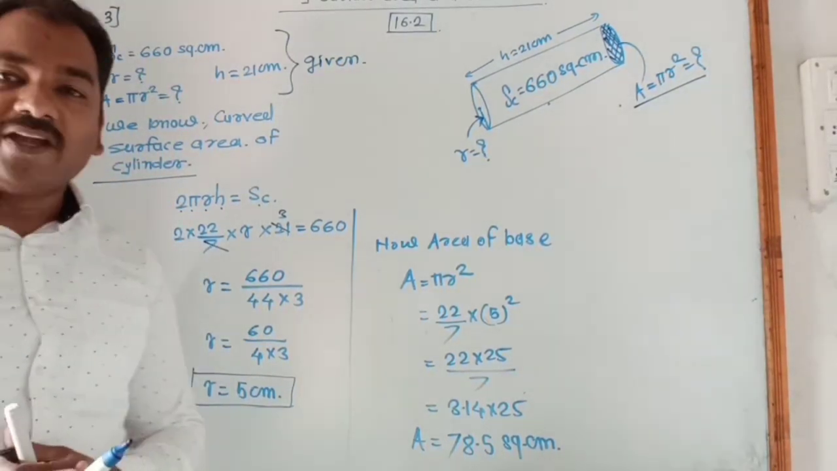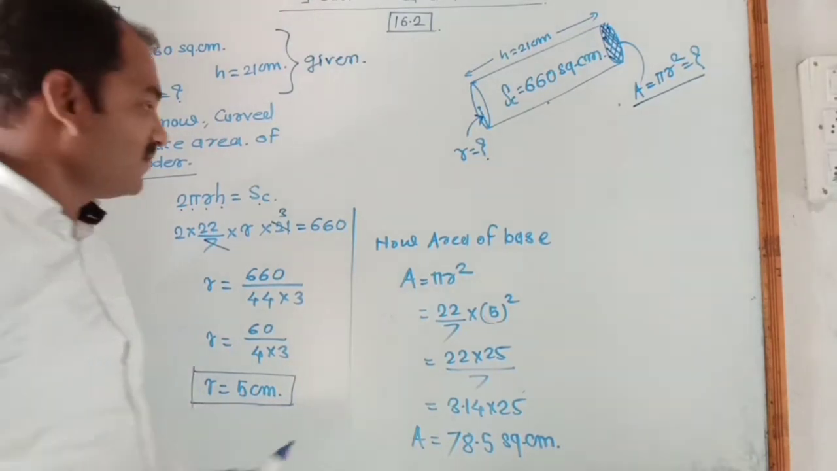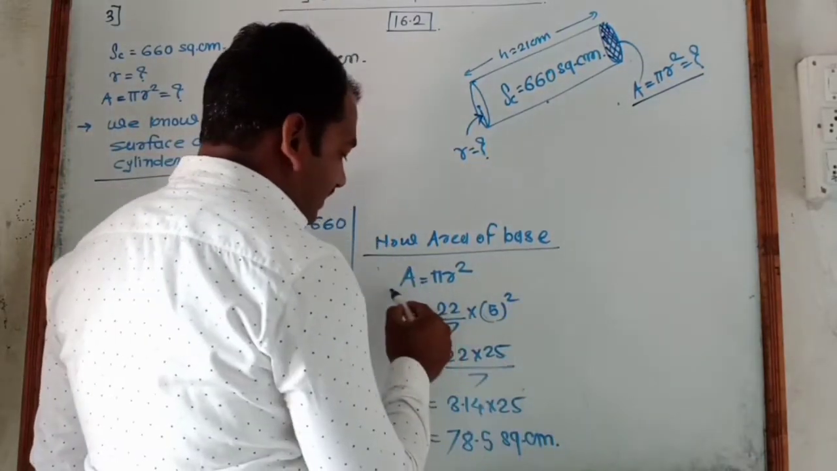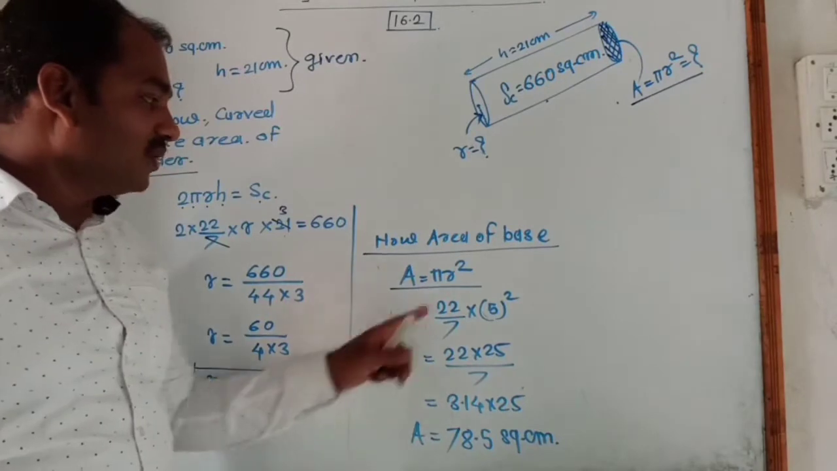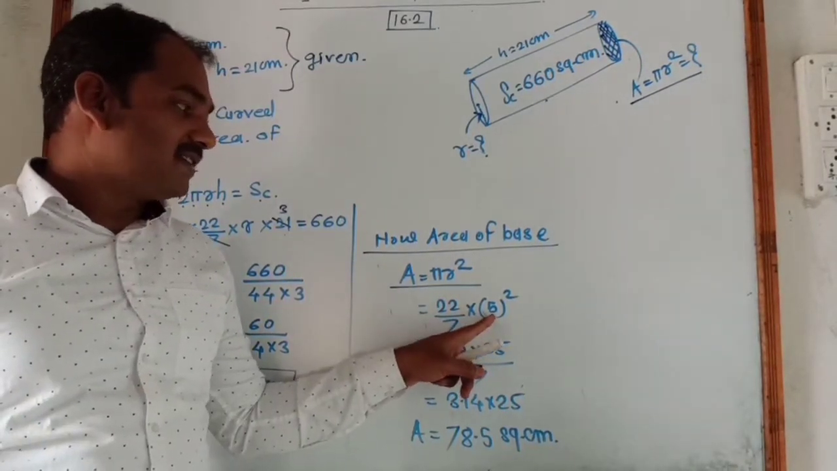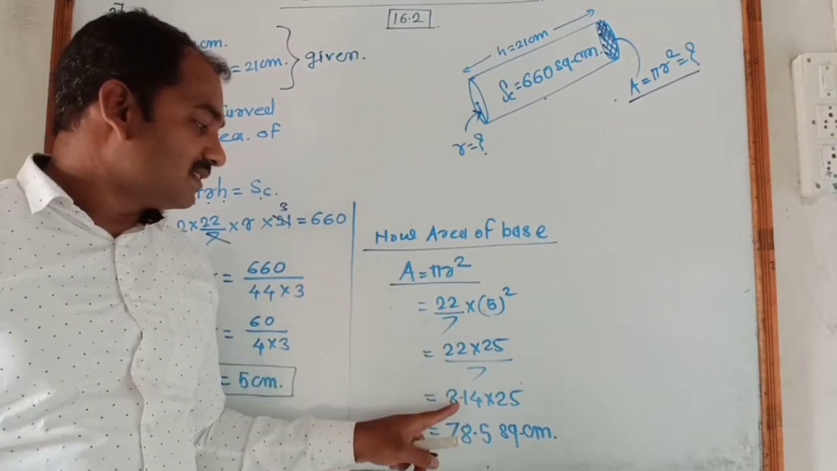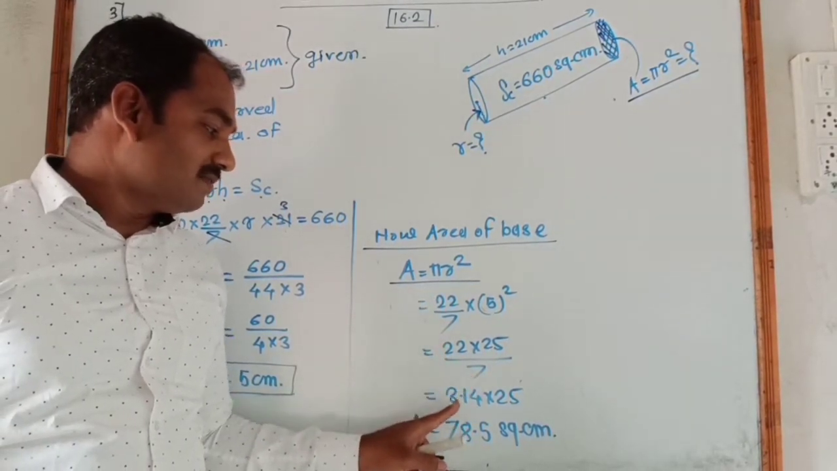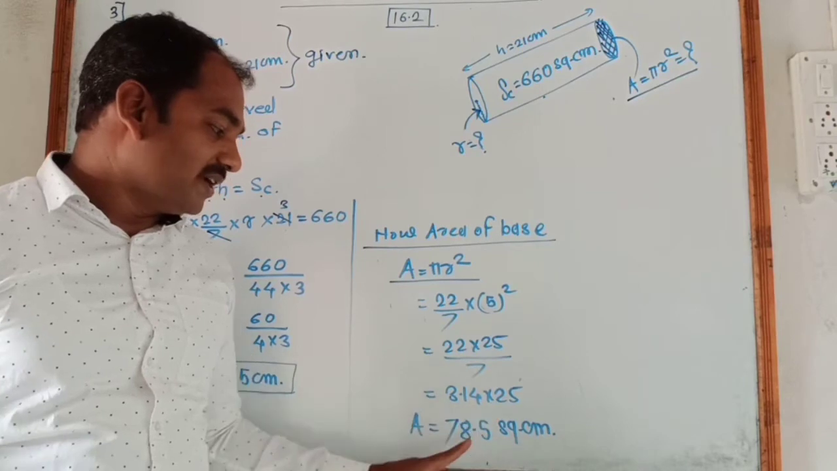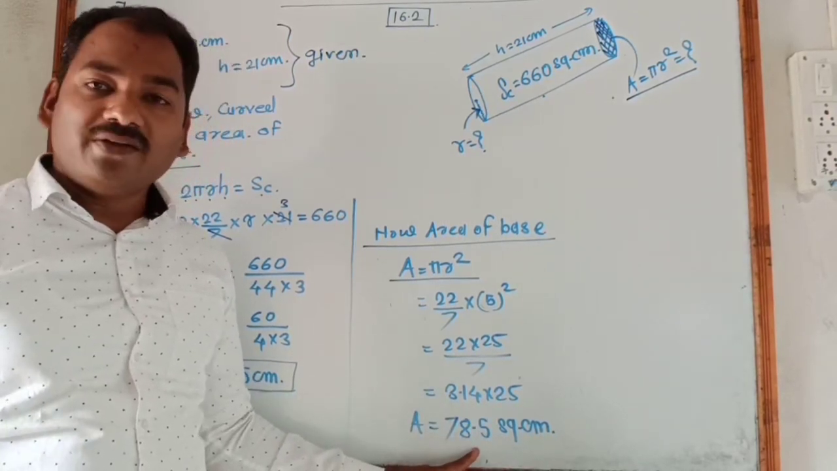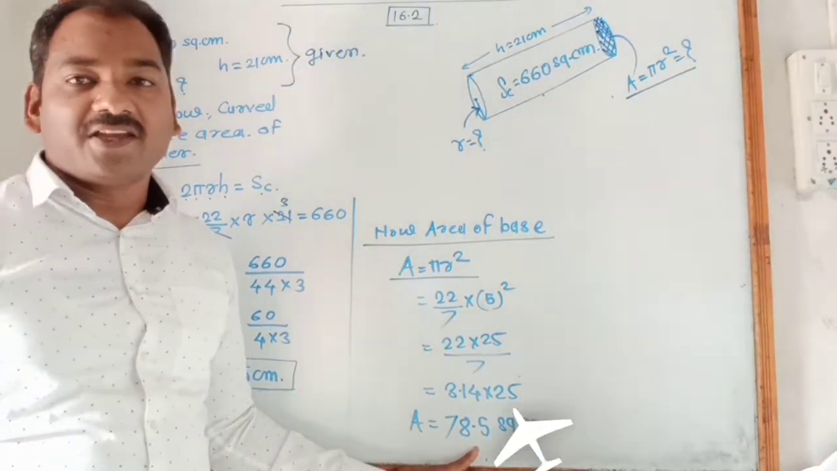After this we have to find the area of base. Now area of base is pi r square. Put the values here. r is equal to 5. So 5 square, that is 25. This is 22 by 7. 3.14 into 25, that is 78.5 square centimeter is the area of base.